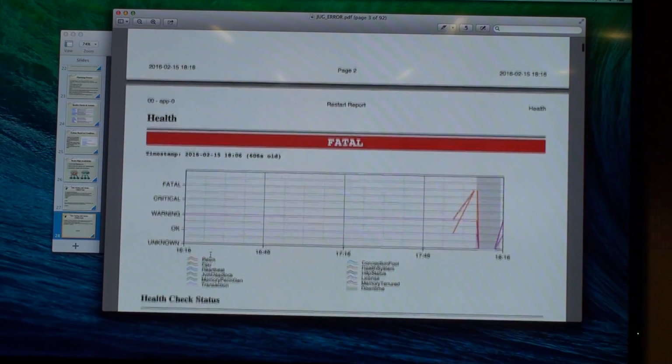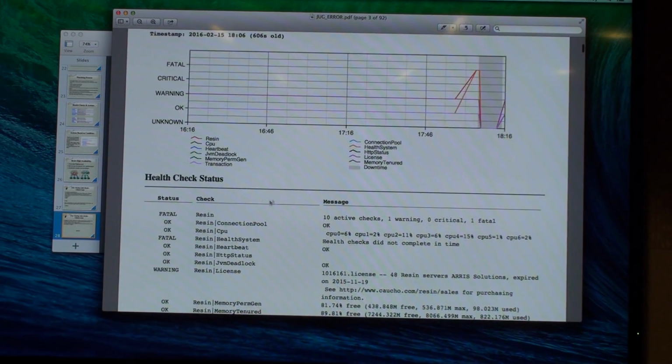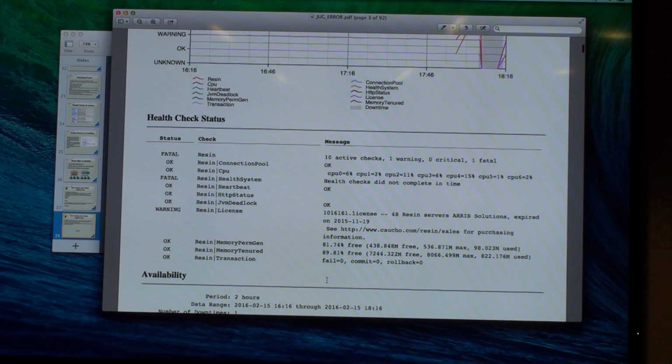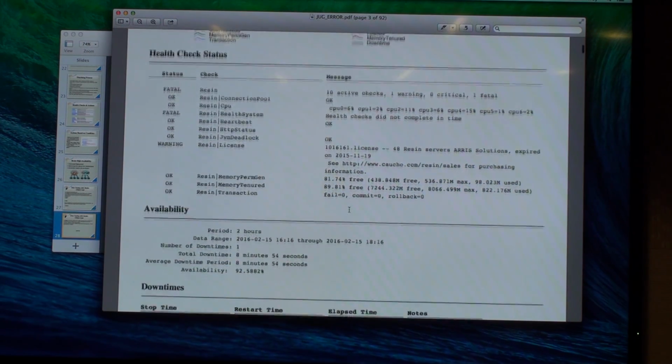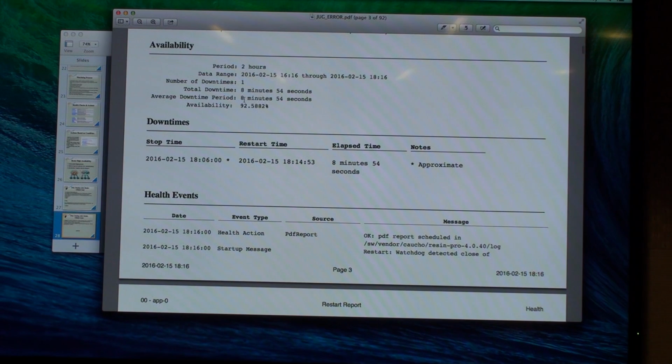The health at the time was fatal, so you get this nice little fatal graph and some health check statuses. Whenever the health checks ran, you're going to see the information printed out here coming to the side. So 81% free, and then 89% free, and 81% they had of memory permanent gen free. The downtime that they suffered was actually 8 minutes, so almost 9 minutes there.